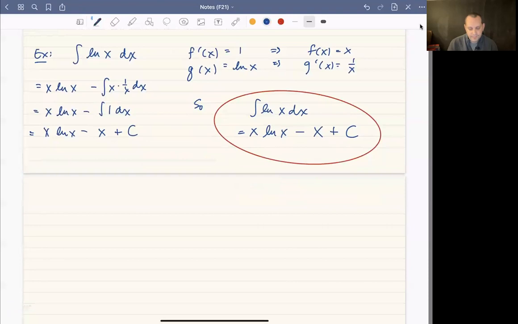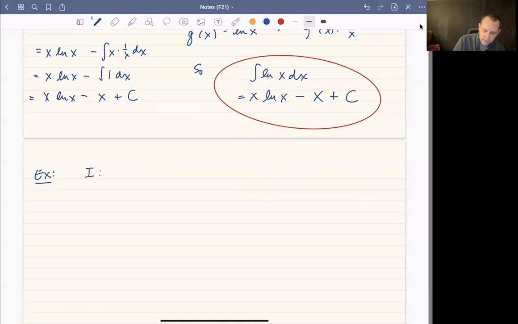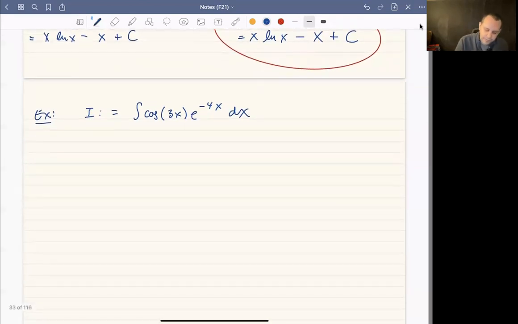So finally, let's look at the integral, I'm going to call it I, of, let's say, cosine of 3x e to the negative 4x dx. Really, we could do this with a's and b's if we want, but whatever, just cosine of 3x e to the negative 4x. This is a product, so it's natural to think of this as an integration by parts. So let's think about what's our f prime and what's our g. It turns out it doesn't actually matter all that much.